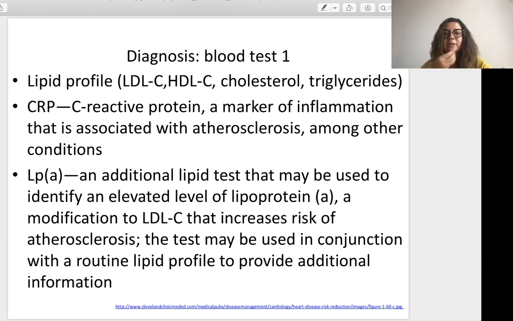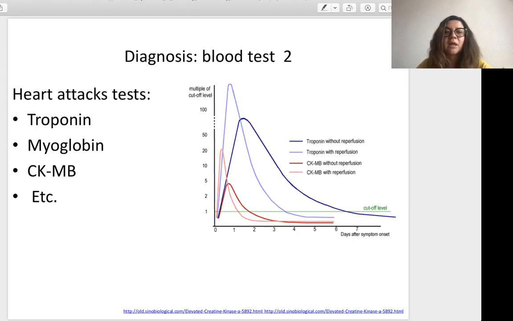Lipoprotein A is an additional lipid test that may be used to identify an elevated level of lipoprotein A, a modification to LDL-C that increases the risk of atherosclerosis. The test may be used in conjunction with the routine lipid profile to provide additional information. In acute coronary syndrome, when the patient clinically has a heart attack, to exclude myocardial infarction, we should do a blood test checking cardiac enzymes.